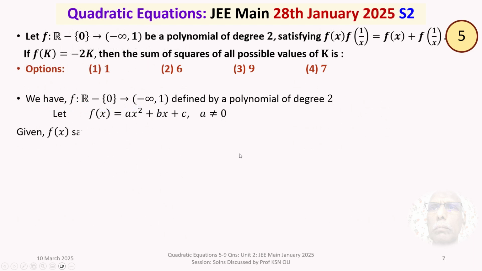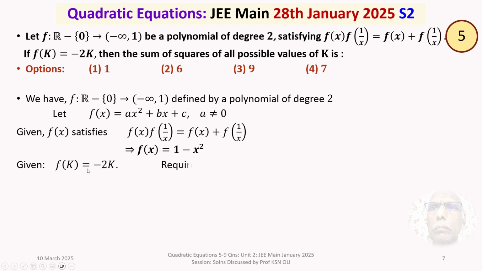Right. We have solved and we got f of x is equal to 1 minus x square. Now go to the condition. F of k is equal to minus 2k. So given f of k is equal to minus 2k, required to find the sum of the squares of all possible values of k. Agreed.